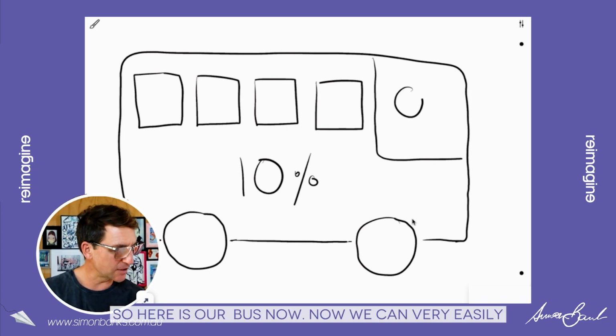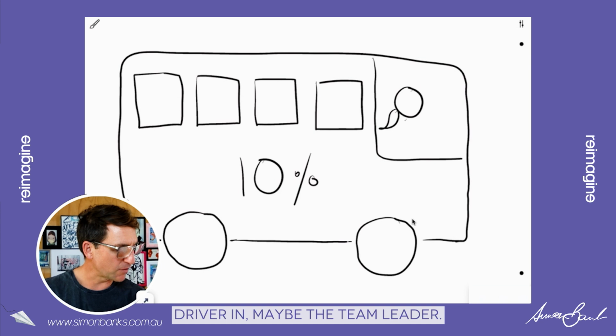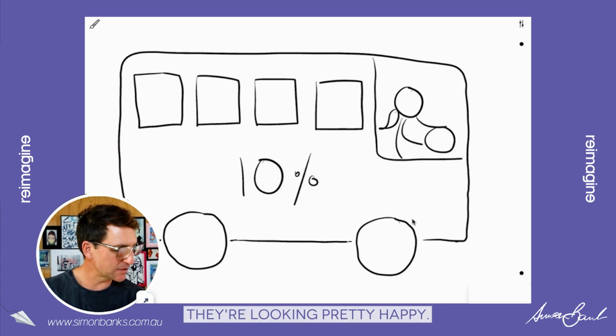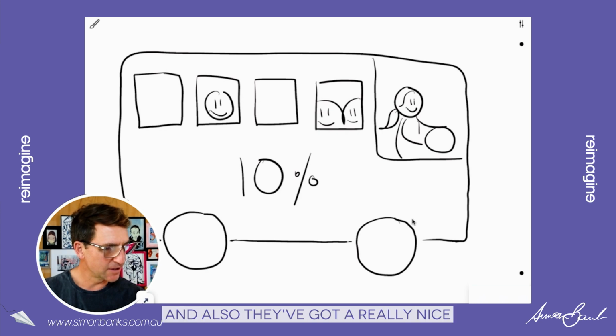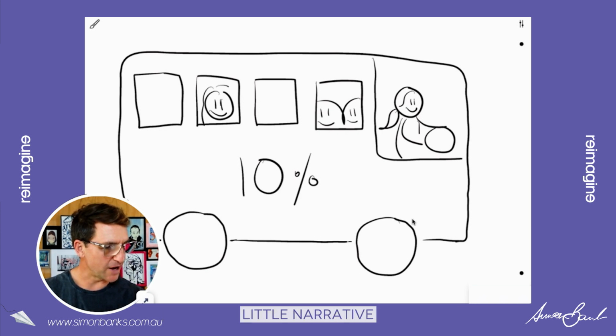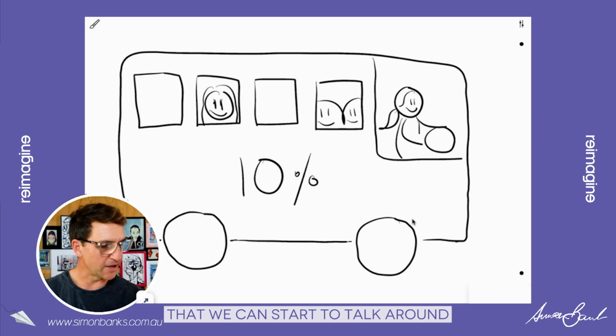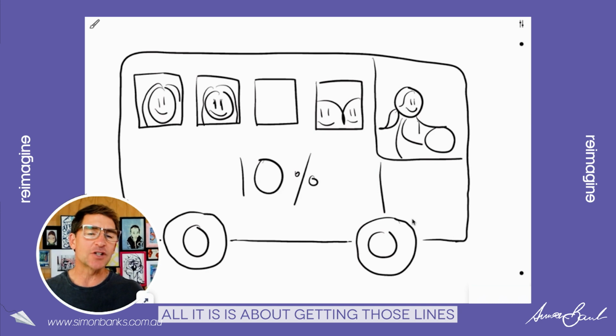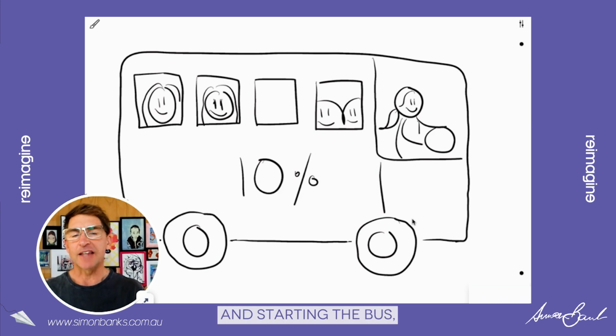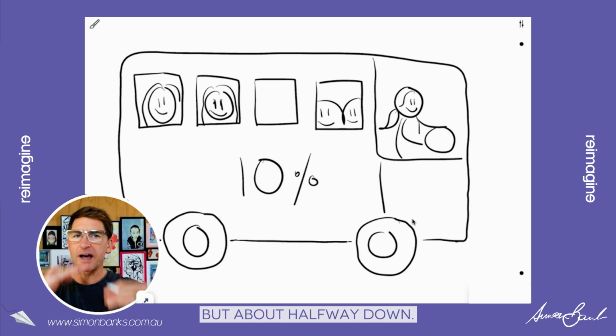Now we can very easily put a bus driver in, maybe the team leader. They're up here driving the bus. They're looking pretty happy. We put some people in the windows, put some faces here. And also we've got a really nice little narrative that we can start to talk around, being on this journey together. So there it is. Drawing a bus 101. All it is about is getting those lines in the right spot and starting the bus not on top of the wheels, but about halfway down.